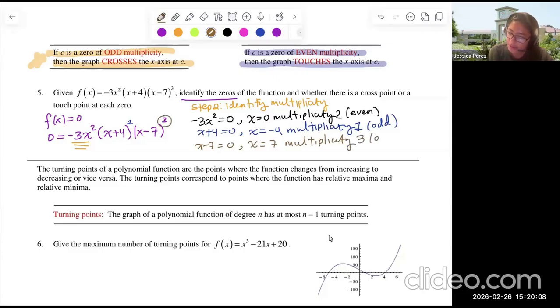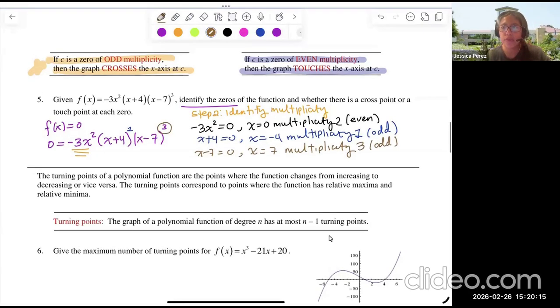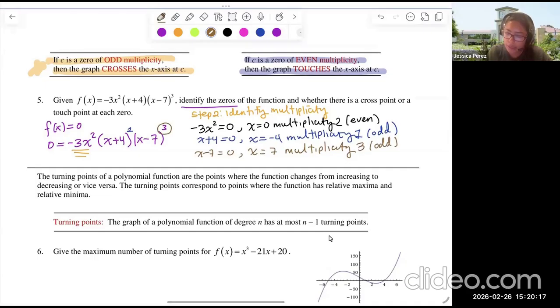Of 3, right? Because it's odd, and k is to the third power. Now, determine whether it will cross or touch. Well, that depends on if we have an even. So if we have an even, is it going to cross or touch at 0? So it's going to touch at the point x equals 0 because of the even multiplicity. It's going to cross at the point x equals negative 4 because it has an odd multiplicity.